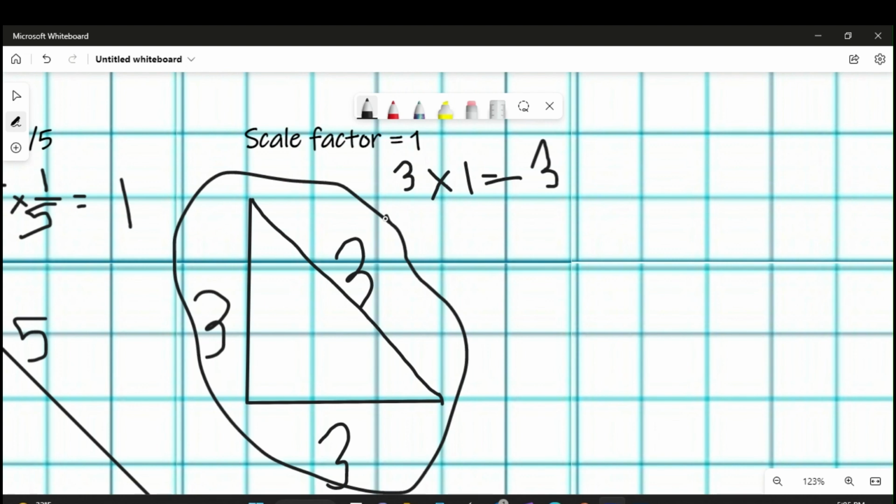And I would just like to inform you that the new shape, or the shape that you get when you multiply by the scale factor, is called an image. An image is like a copy or the result of an original multiplied by its scale factor.